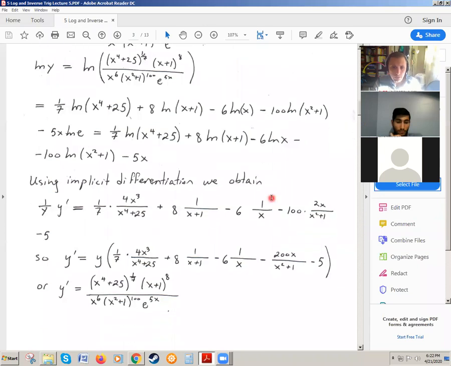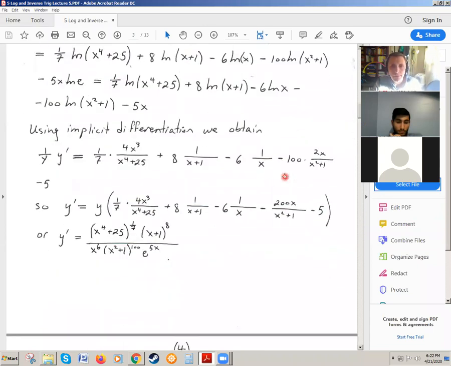So I take the derivative of 6 ln x, that's just 6 times 1 over x. The derivative here of minus 100 ln of x squared plus 1 is minus 100. On the denominator, I get x squared plus 1, and then I multiply by the derivative of what's inside, which is 2x. And the last is just minus 5, right? So that's what I get if I differentiate the right-hand side.